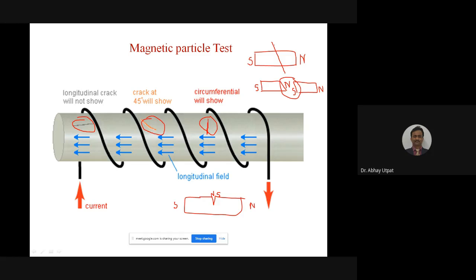Now, no component is always round in shape like this. Suppose there is a big table, assume my staff table or any laboratory table, such a shape of component is there, and you want to find out the presence of crack at the surface. Then what kind of mechanism is used in magnetic particle test? This is explained in the next slide.